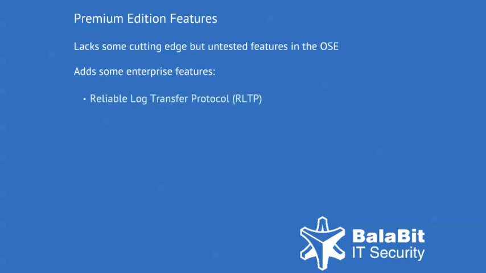To prevent log messages being lost in transfer between the client and the server, Syslog-Ng uses the Reliable Log Transfer Protocol, which is an application layer acknowledgement that messages have been received. Syslog-Ng uses a disk buffer on the clients to ensure no messages are lost should the server become unavailable.